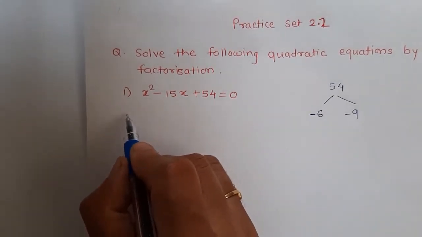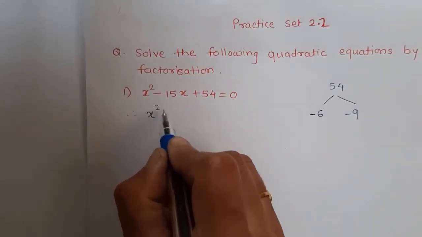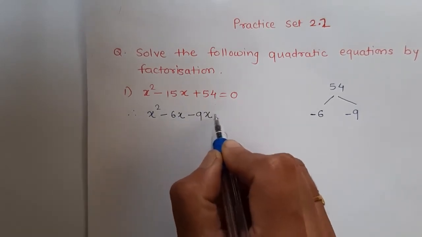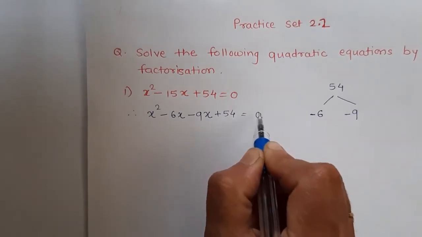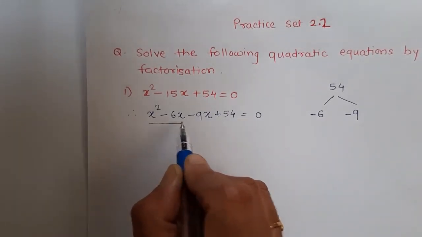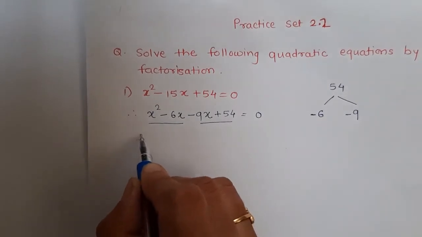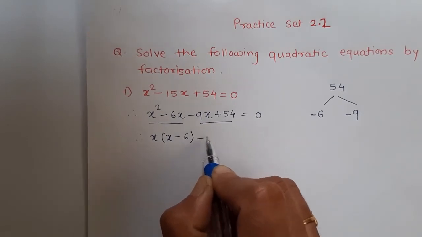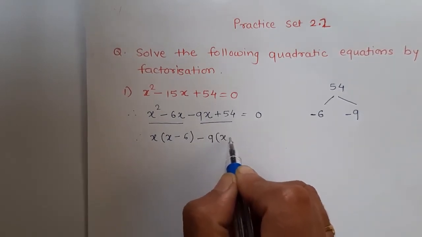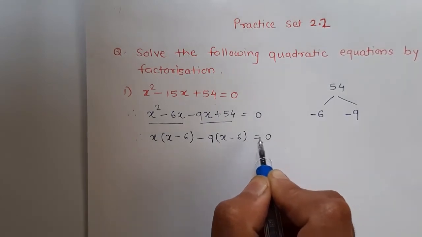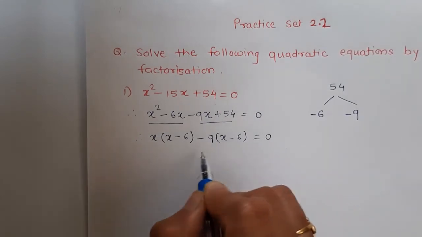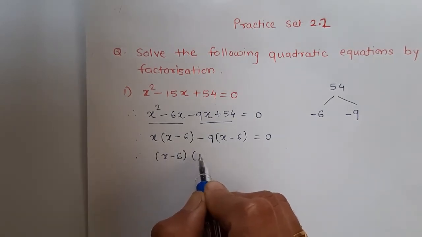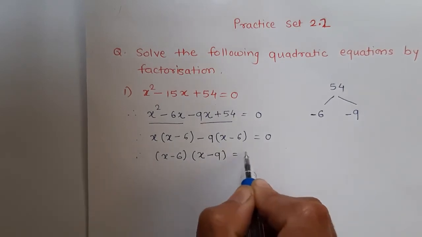So here we can split the middle term. Therefore x square minus 6x minus 9x plus 54 equals 0. Now we have to make groups of these two terms and these two. Here x is common, what is remaining? x minus 6. Minus 9 is common, then we get x minus 6. From these two we get one bracket common, that is x minus 6, and the remaining terms we write in another bracket, x minus 9 equals 0.